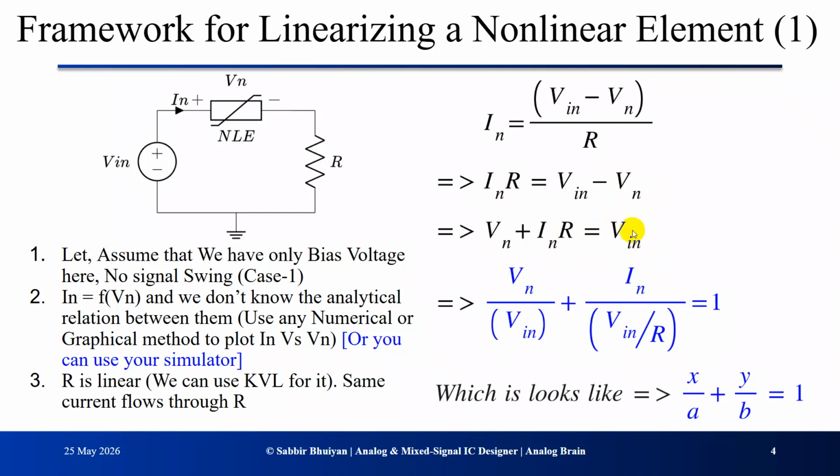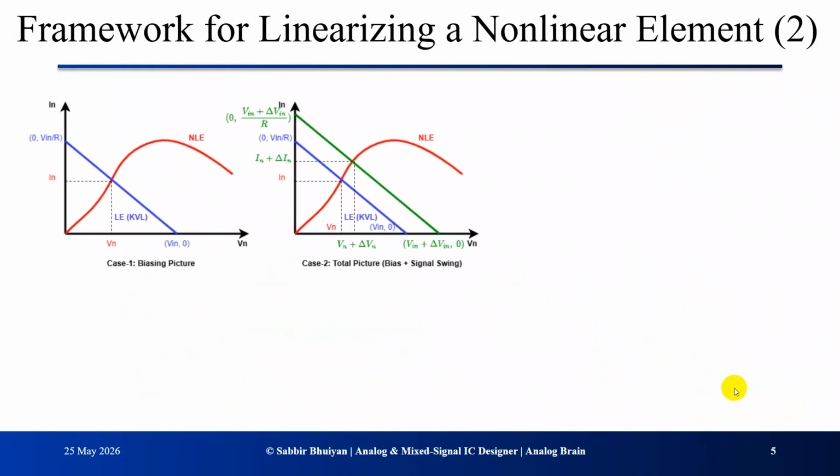Now we'll divide it by Vin on both sides, and we get Vn by Vin plus In by Vin by R is equal to 1, which looks exactly like the mathematical equation of a straight line, x by a plus y by b is equal to 1. Okay, let's see the curve. This is the curve of x by a plus y by b is equal to 1.